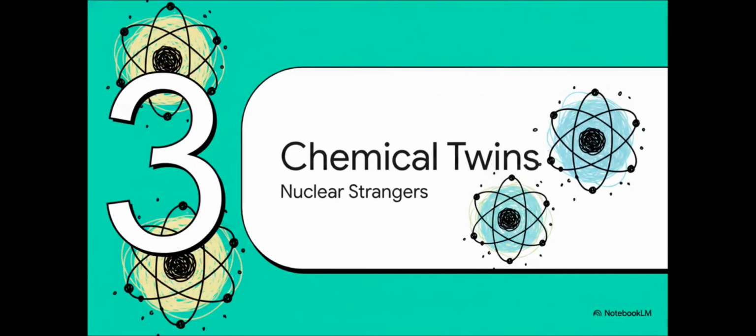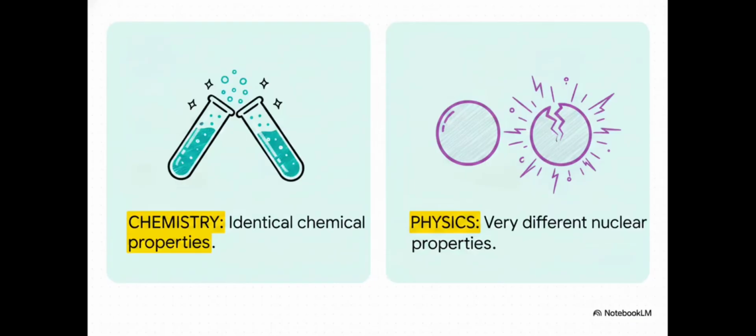Section 3. Chemical twins, nuclear strangers. I absolutely love this concept because isotopes of an element have the exact same number of protons and therefore pull in the exact same number of electrons to orbit them. They are basically chemical twins. In a chemistry lab sitting in a beaker, they're going to react identically. Your own body processes carbon-12 exactly the same way it processes carbon-14, but inside the nucleus, they are total strangers.